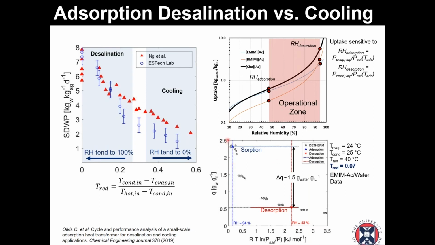In fact, if we check the same information for imidazolium acetate, considering T-red 0.07, where we have an extremely low regeneration temperature and very close evaporation and condensation temperatures, we see that we should expect from the imidazolium acetate a working capacity of 1.5 grams of water per gram of ionic liquid. Fantastic. So let's see if in the real machine we can achieve this value.